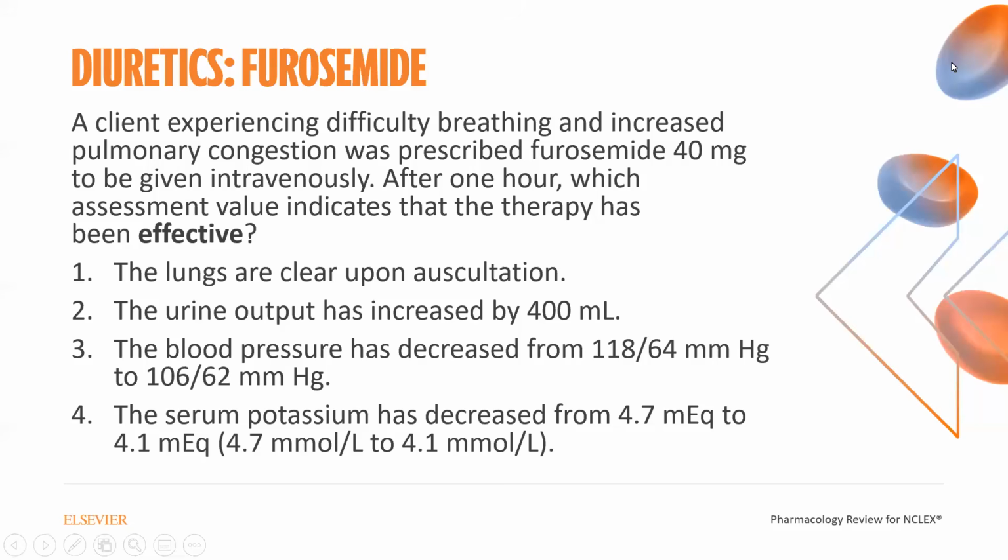All right, so moving on to the next slide, we have a question on a potassium wasting diuretic, furosemide. A client experiencing difficulty breathing and increased pulmonary congestion was prescribed furosemide 40 milligrams to be given intravenously. After 1 hour, which assessment value indicates that the therapy has been effective? 1, the lungs are clear upon auscultation. 2, the urine output has increased by 400 milliliters. 3, the blood pressure has decreased from 118/64 to 106/62. And 4, the serum potassium has decreased from 4.7 milliequivalents to 4.1 milliequivalents in conventional units.